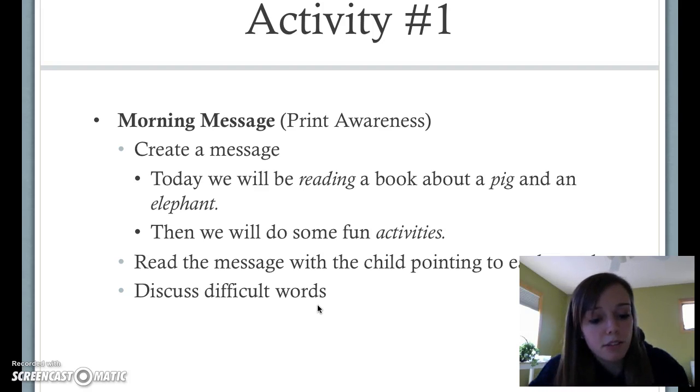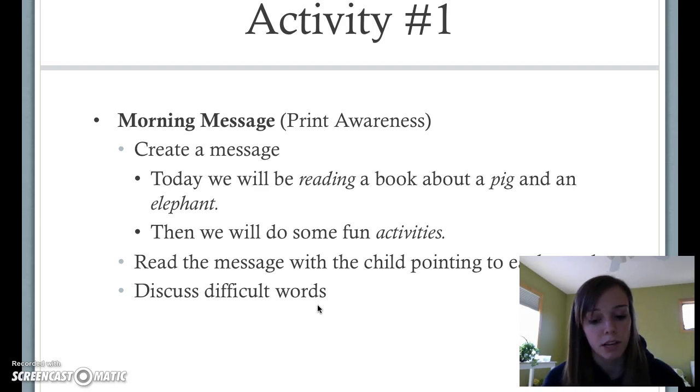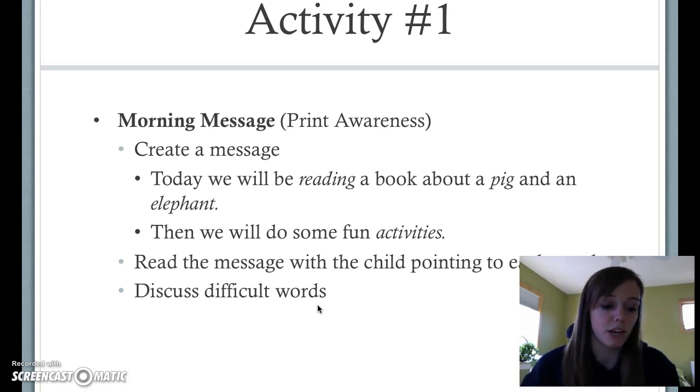So I would take the child that I'm working with and have him or her point to each word and say the words as we go. Now, when I worked with preschoolers in high school, we had this little special pointer thing. It was like a finger, like a little hand. And so I would get one of those because they're really cheap and really fun, and it will keep the child more engaged. And I will have them point to each word.